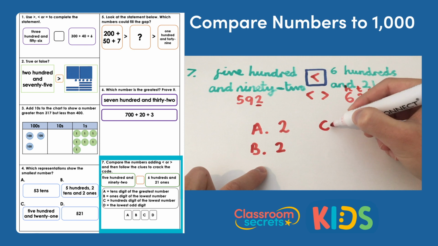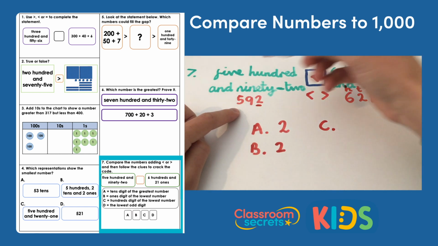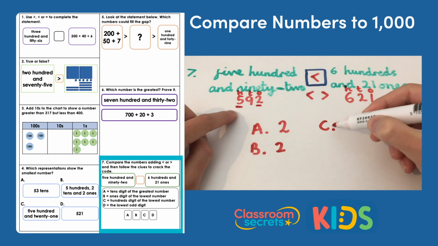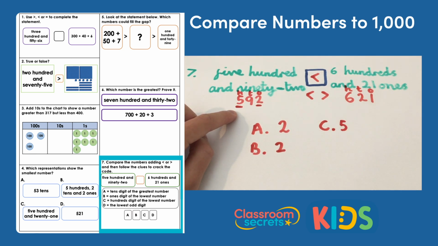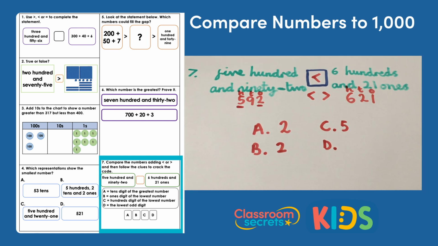Let's have a look at C. The hundreds digit of the lowest number. This is our lowest number. Hundreds, tens, ones. 5 is our hundreds number. So that's C.